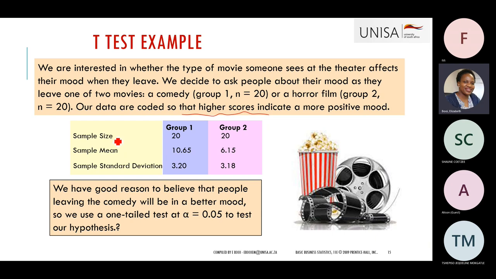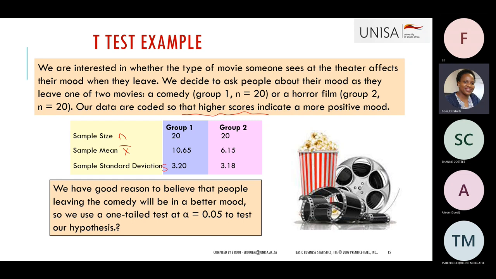So group one sample size N is 20 and group two is 20. The sample mean, which is my X bar: the mean of one is 10.65, the mean of two is 6.15. So they've already calculated it. If they didn't calculate it, they would have given you the data, and then you will calculate them. The sample standard deviation, which is your S, is 3.20, and for group 2 it is 3.18. We have a good reason to believe that people leaving a comedy will be in a better mood, so we use a one-tailed test at alpha of 0.05 to test the hypothesis.